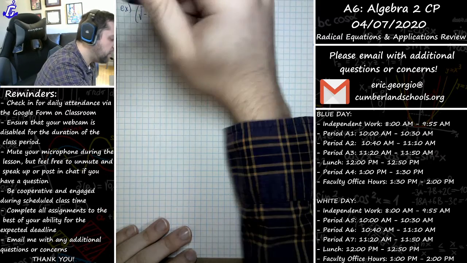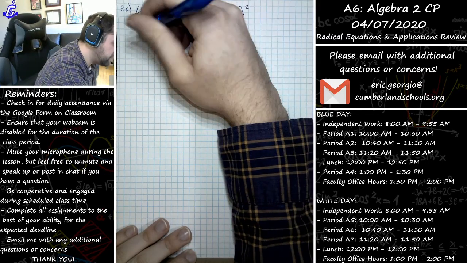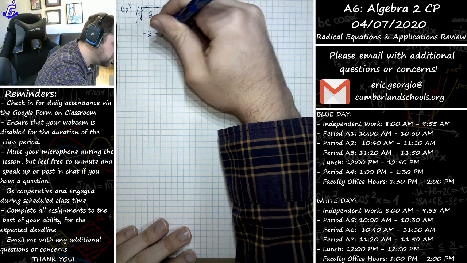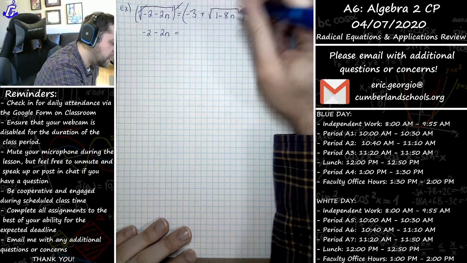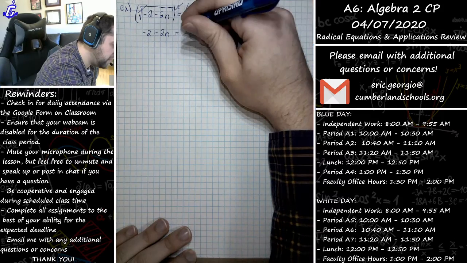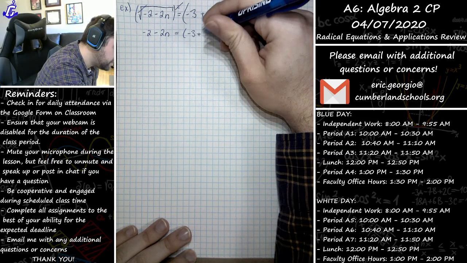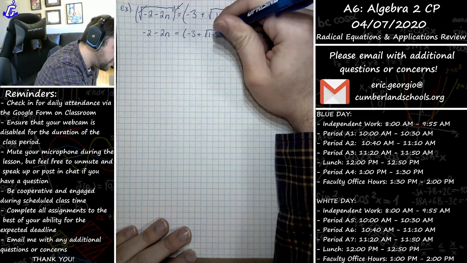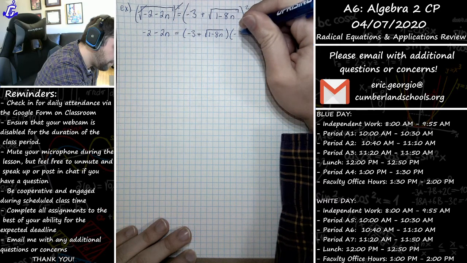Okay. On the left, it's nice and easy. The square root and square cancel out. I get negative 2 minus 2n is equal to, I'm going to square this side, which means multiply it by itself. Negative 3 plus the square root of 1 minus 8n times itself.